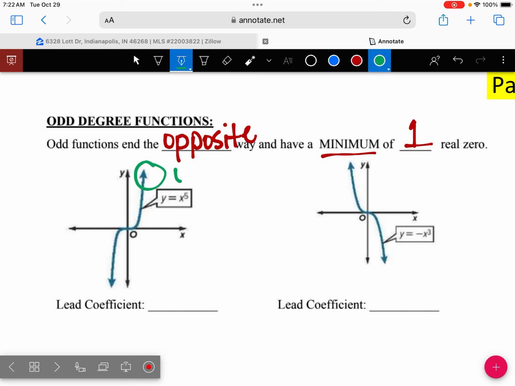So this side is going up. That means that this is positive. And on the right, this one is going down, which means that that's an example of a negative leading coefficient.